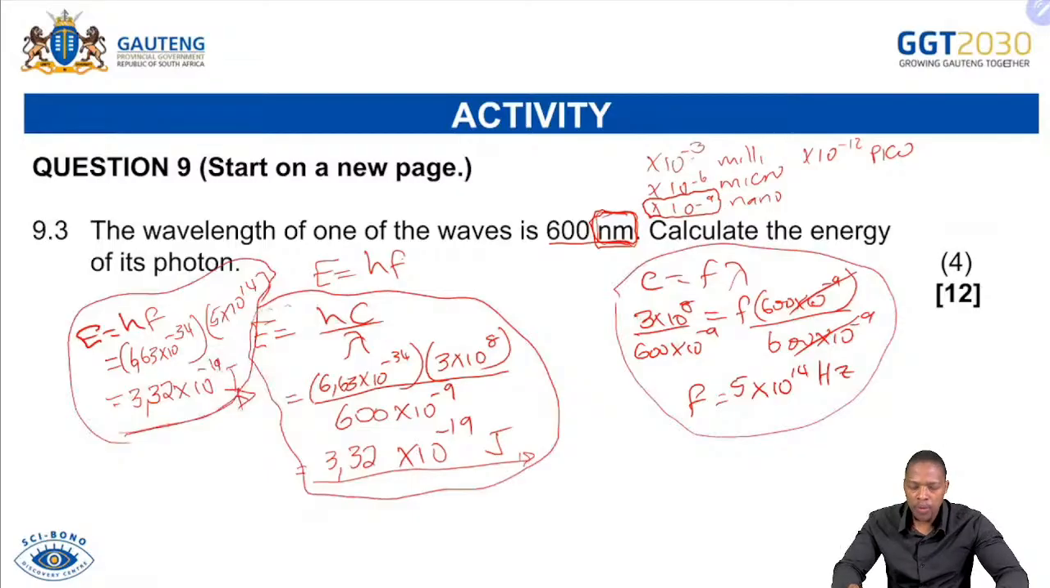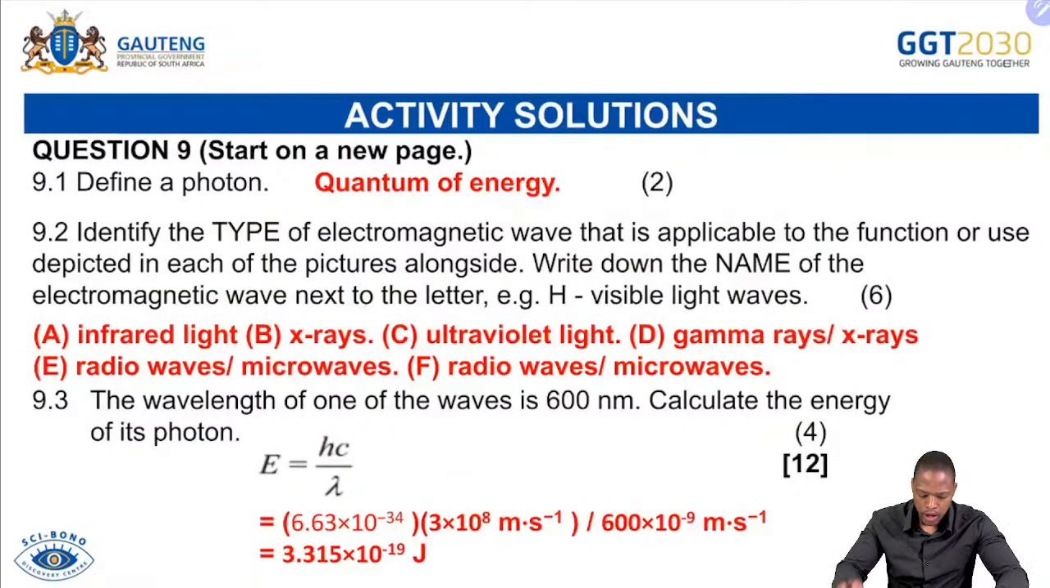Okay, so that was our activity there, grade 12. And again, these are the solutions that we were talking about. Define a photon, quantum of energy. There it was infrared light, it was X-ray. There we had ultraviolet light. And there it was either gamma rays or X-rays. On the other one, it was radio waves or microwaves. On the other one, we also had radio waves or microwaves.